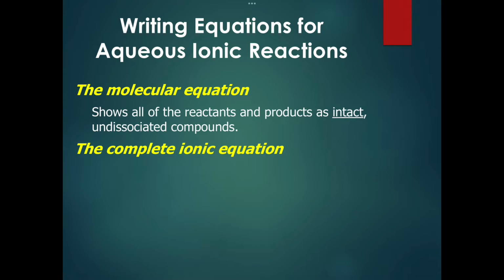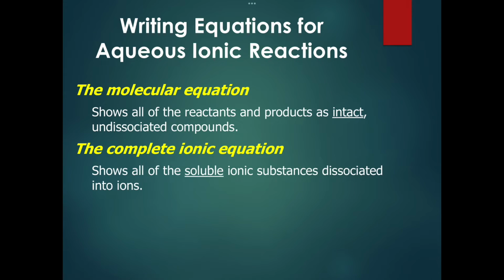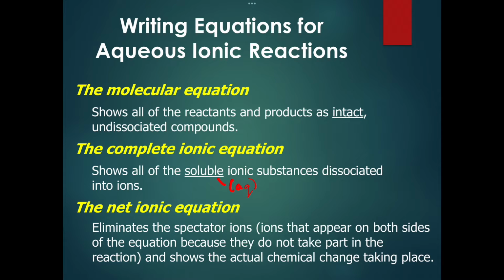The next type is the complete ionic equation, and that's actually what I just showed on the bottom of the last slide. It's going to show all of the soluble ionic substances dissociated into ions. So remember, by soluble, I mean anything that is aqueous. Okay? And then the net ionic equation is going to cancel out these spectator ions. And in the last example, our spectator ions were potassium and nitrate.